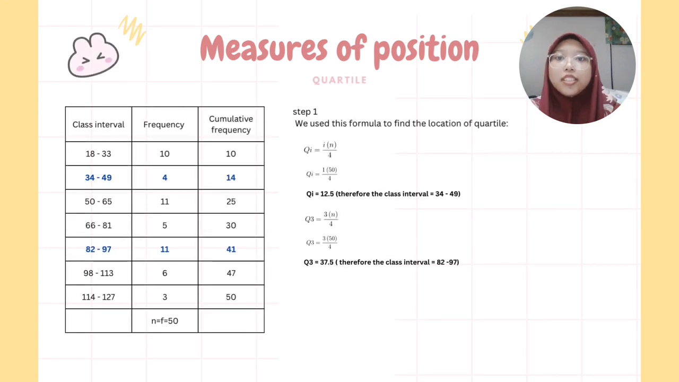Next, I will explain the measure of position section. The first is the quartile part. First, we need to find the location of quartile 1 and quartile 3. So, quartile 1 location is 12.5. Therefore, the class interval is 34 until 49. And for quartile 3, we got 37.5. Therefore, the class interval is 82 until 97.